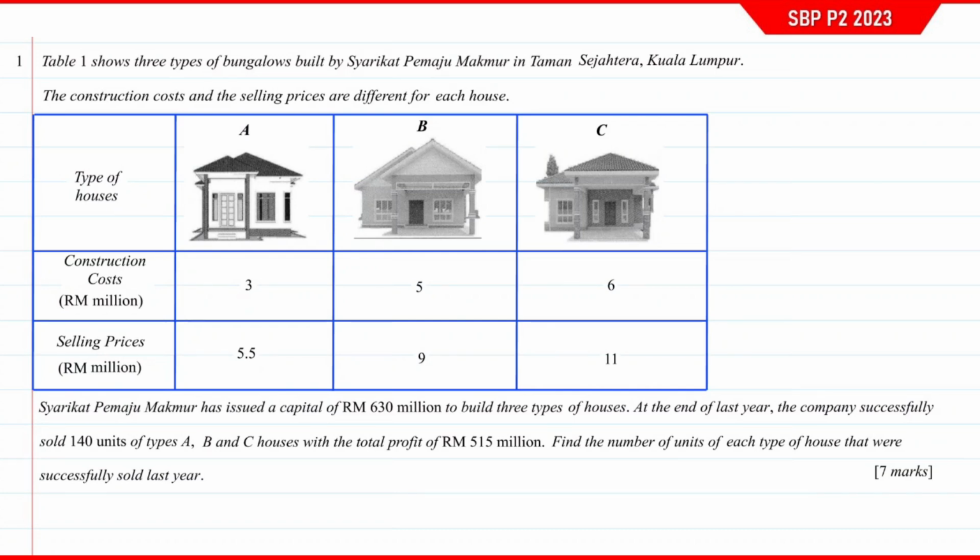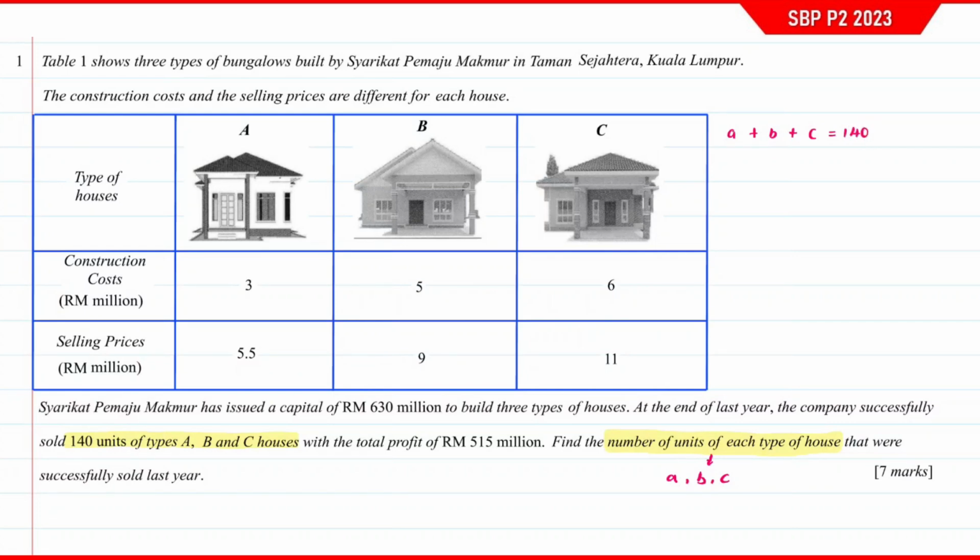So this question is about the system of equations. Let's say we use the letters A, B, and C to represent the number of units of each type of house. Then we're going to form 3 equations. The first equation I'm going to form using the information that the company successfully sold 140 units of type A, B, and C houses. Then the equation will be A plus B plus C equal to 140.